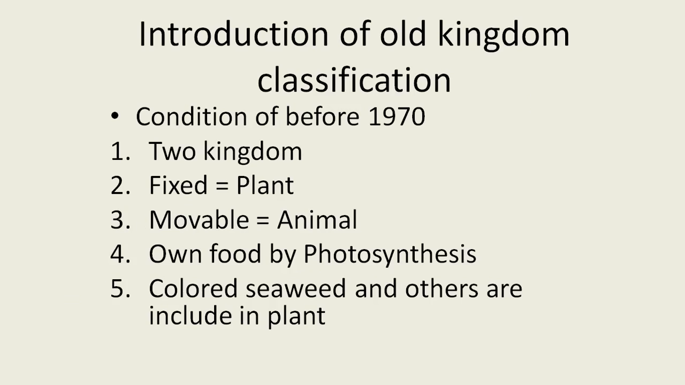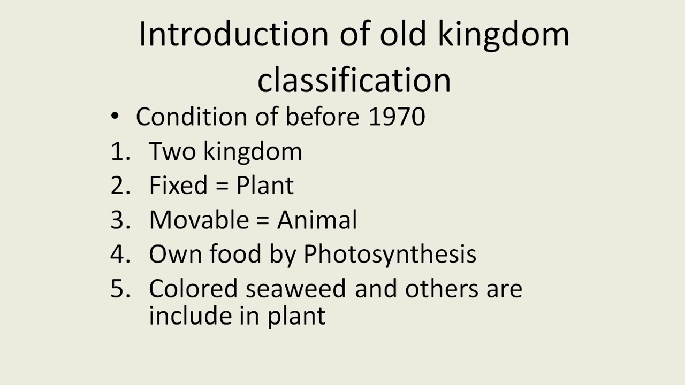In the introduction of the old classification methods, these methods were followed before 1970, and at that time a few characters were followed by scientists for classification. First, the whole of life or organisms was divided into two parts: one is the animal kingdom and another is the plant kingdom. Only these two parts. All animals, plants and microorganisms were divided into two groups, kingdom Plantae and kingdom Animalia. How did they divide? They followed a few characters.